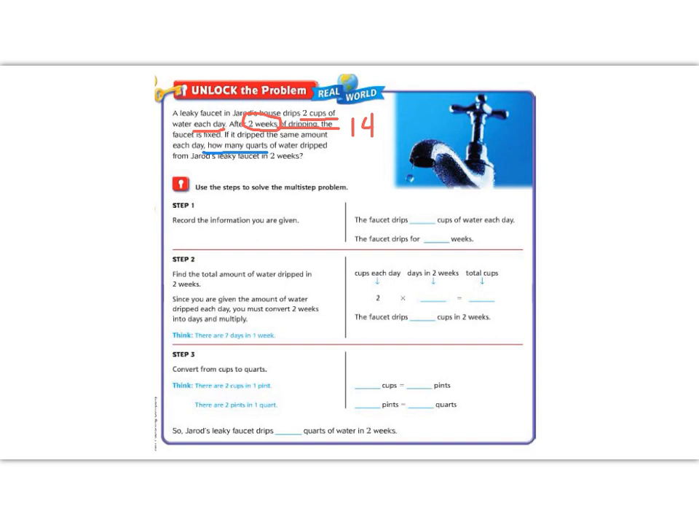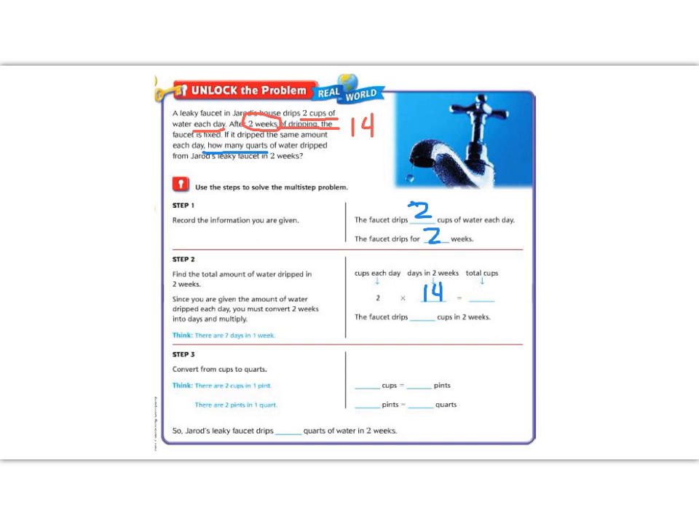Let's go ahead and read step 1. It says, record the information that you are given. The faucet drips blank cups of water each day. Well, we read that the faucet dripped 2 cups of water each day, and that the faucet dripped for 2 weeks. Step 2, find the total amount of water that dripped in 2 weeks. Since you are given the amount of water that dripped each day, you must convert 2 weeks into days to multiply. So it dripped 2 cups of water each day, and how many days are in 2 weeks? We said that was 14.